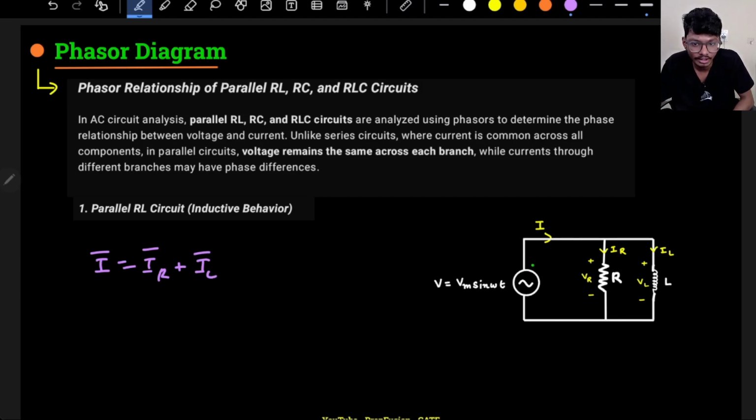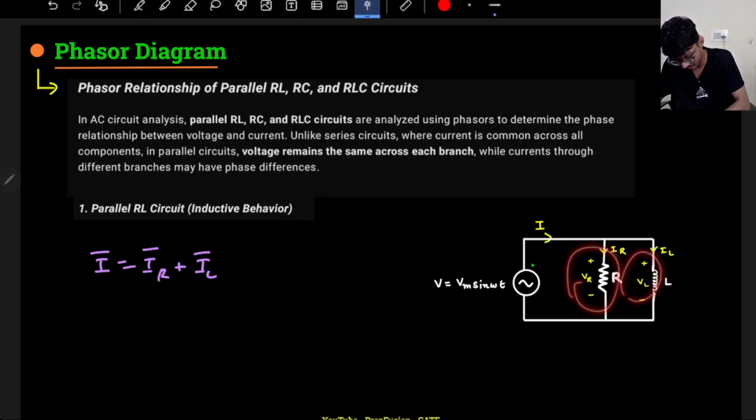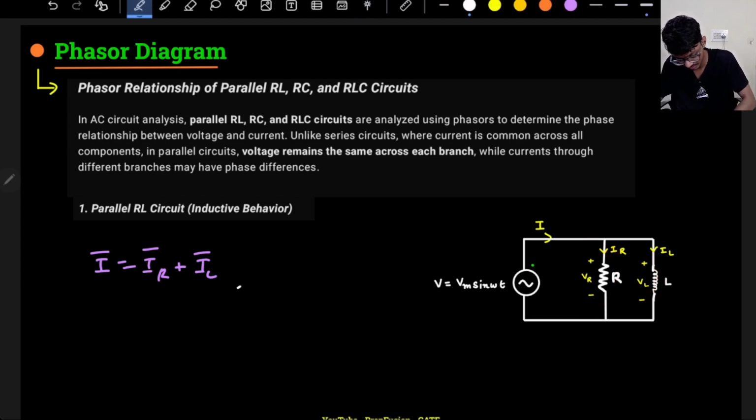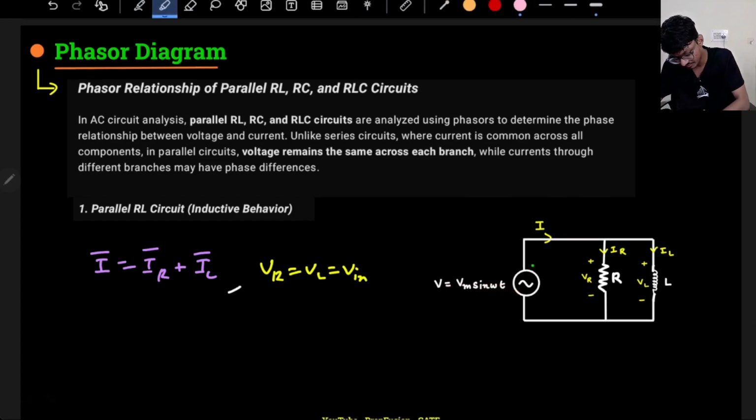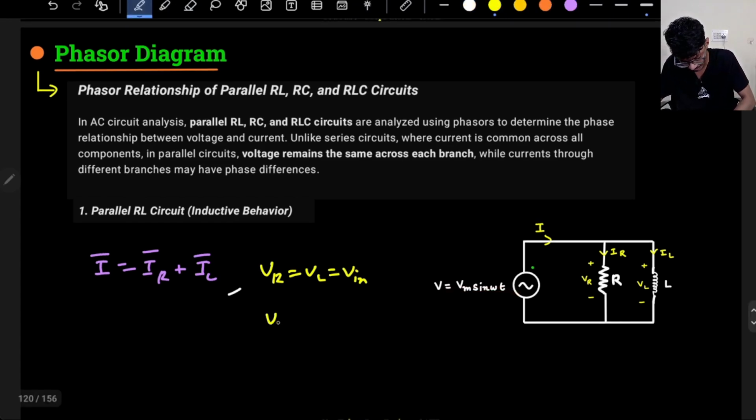Now one important fact to note is that V is constant across all of them. VR and VL are the same, because it is a parallel circuit, so VR and VL must be the same, equal to V input. So if I assume that my Vm sin omega t is the reference, then VR also will have magnitude VR angle 0, and VL also will have magnitude VL angle 0.